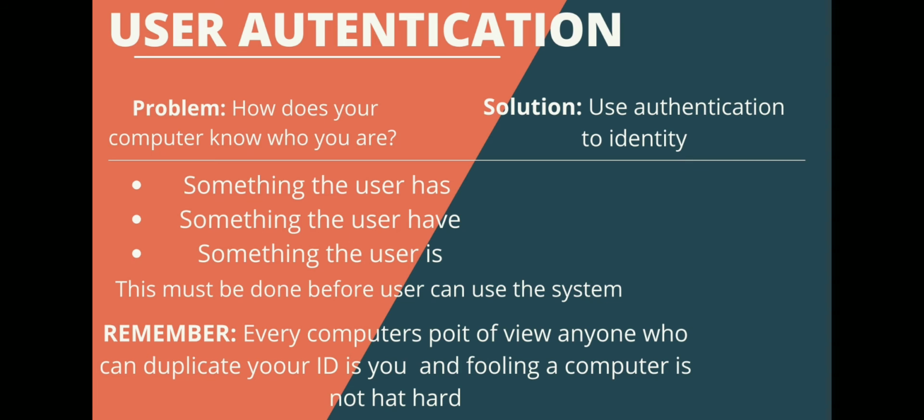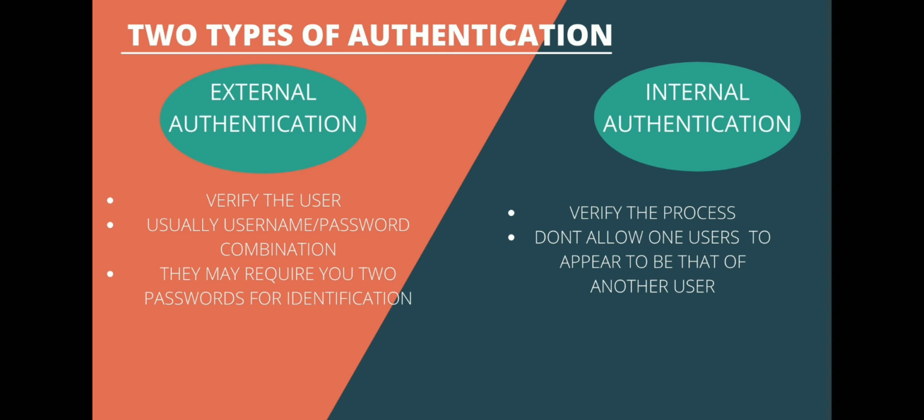User authentication. How can a human user prove their identity to a program? There are different ways to prove authentication: something the user knows, such as passwords, codes, or hints; something the user has, such as fingerprints; or something the user is, such as a facial pattern. There are two types of authentication.